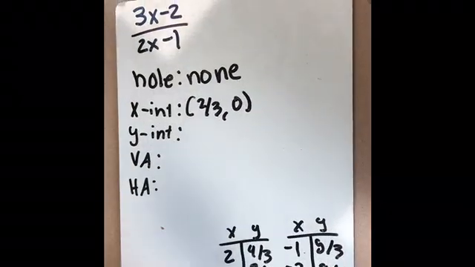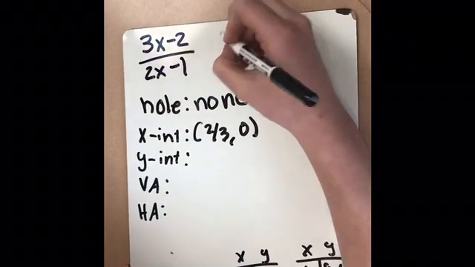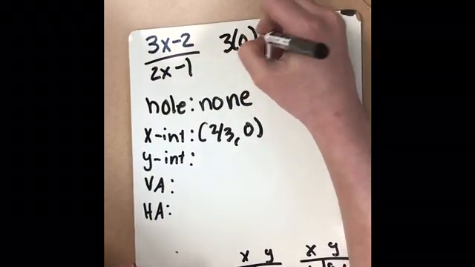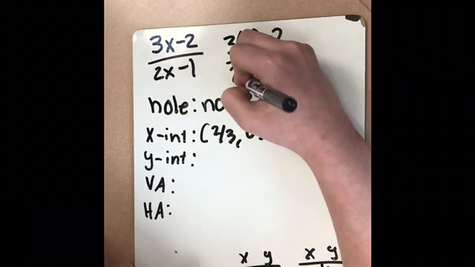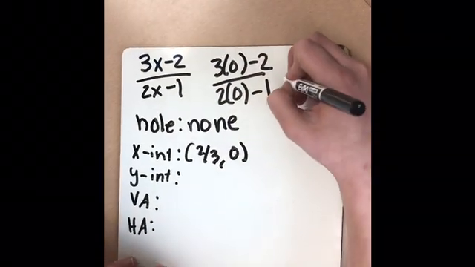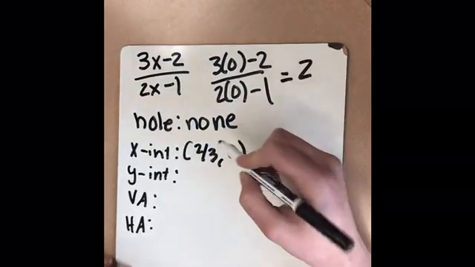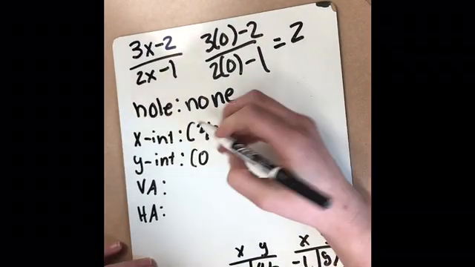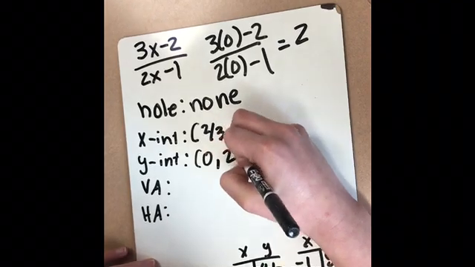Next, we need to find the y-intercept. To find that, we set all x's in the equation equal to 0. So this gets us 2. So we're also going to write this as a coordinate. We're going to put 0 in the x spot and then 2.